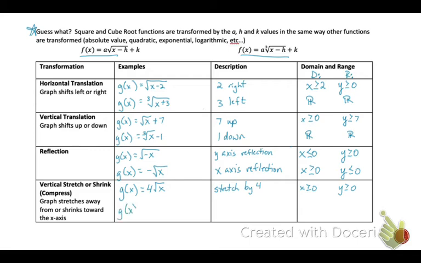Now for a vertical shrink, that number out front, the value of it will be less than 1. So this is a vertical shrink or compress by 1/5. And again, it's not going to affect our domain and range.